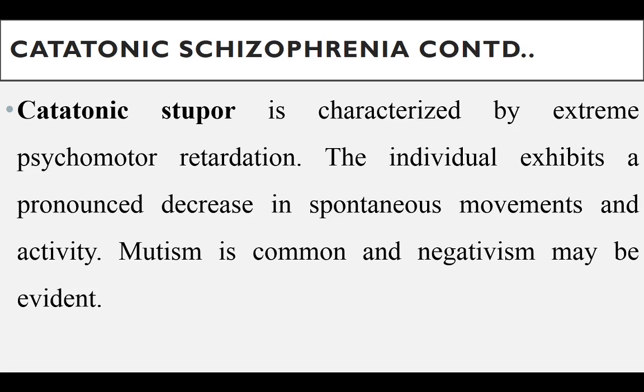So catatonic stupor is characterized by extreme psychomotor retardation. Stupor is when there is a decrease of the motor function, right? The individual exhibits a pronounced decrease in spontaneous movement and activity. Mutism is very common and negativism may be evident.